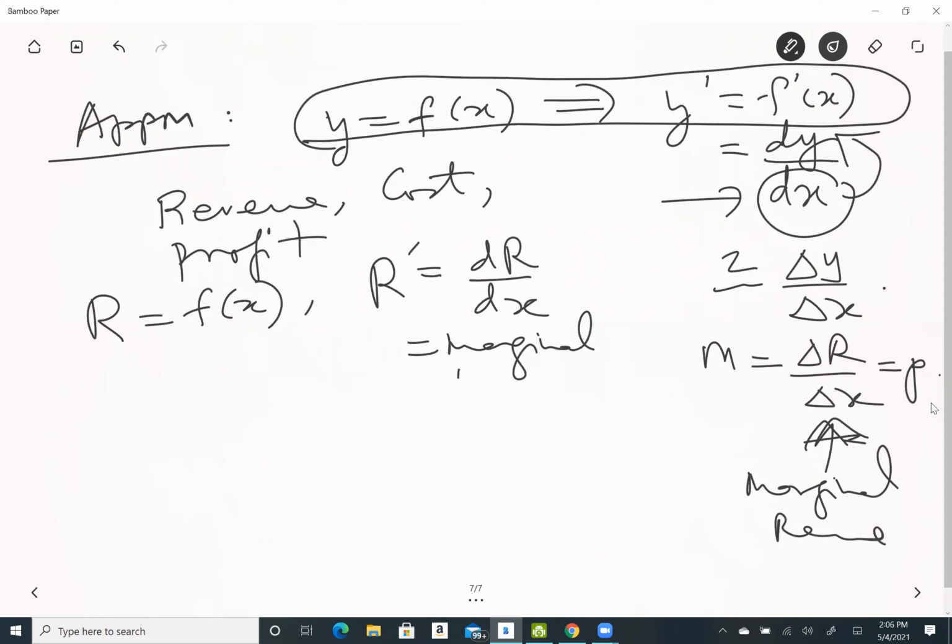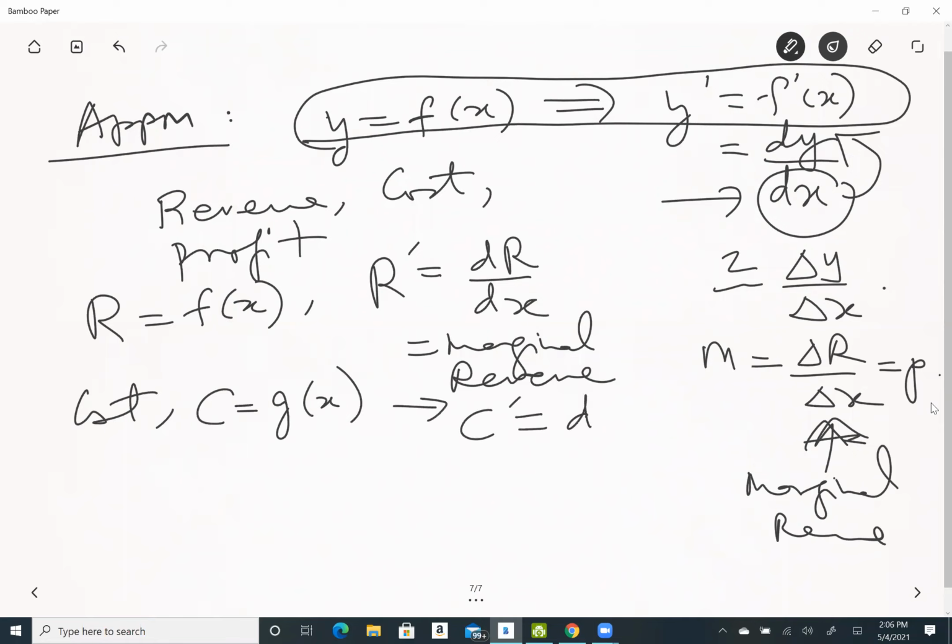So the application, the basis would be similar to the concept of the slope. The derivative R prime, dR/dx, is the marginal revenue. And if you look at cost, similarly, cost is a function of output also. And the marginal cost, C prime, is dC/dx. That is called the marginal cost.